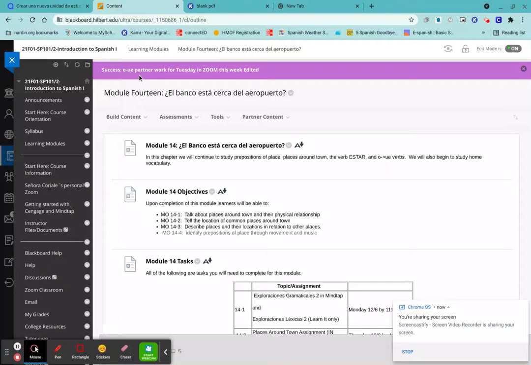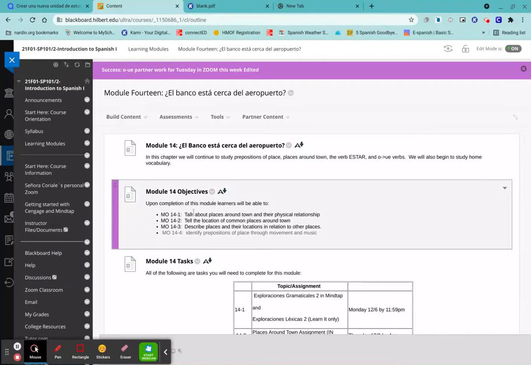Hola, clase. So we are right now in our second last module, which is module 14. El banco está cerca del aeropuerto. And we are going to be studying prepositions of place, places around town, the verb estar, and O to UE verbs, which we started a little bit in our Zoom class this Tuesday.